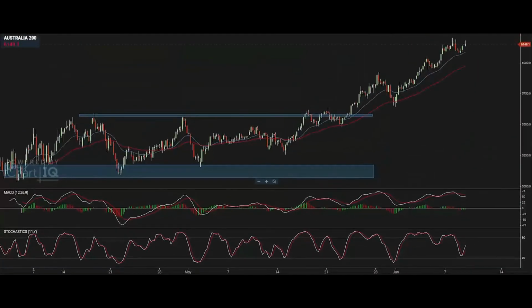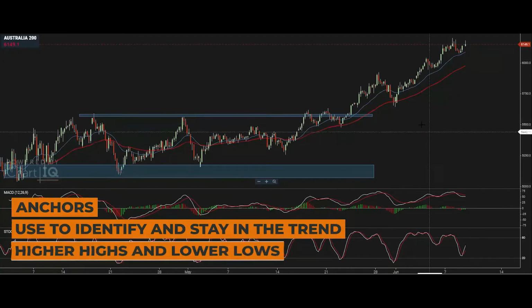So I want to describe to you how we utilize anchors and how we implement them in our trading, and just how we define them also. The concept of anchors is trying to get you in a trend and trying to get you to stay in a trend or hold into a trend, not get flushed out on a minor pullback.